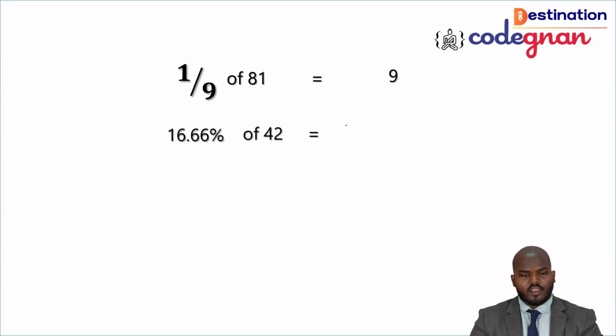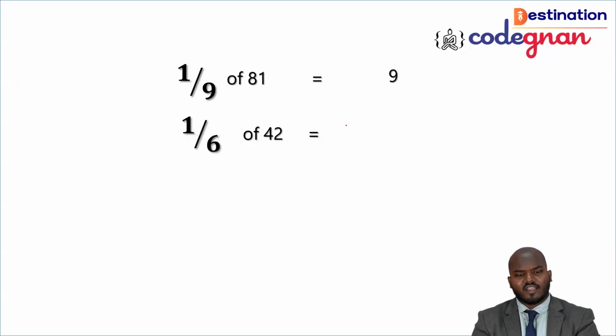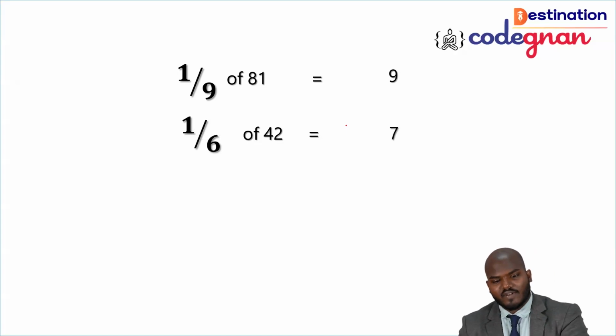Got it. Okay. 16.66 is the same question you solved previously, before learning the fraction-based factors. If you see 16.66, you can directly write it as 1 by 6. If you cancel it, it will give you the value 7 directly.